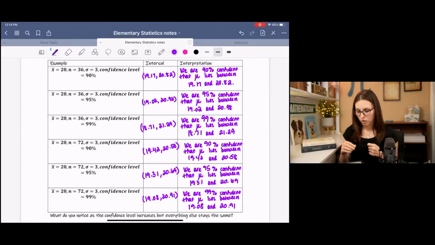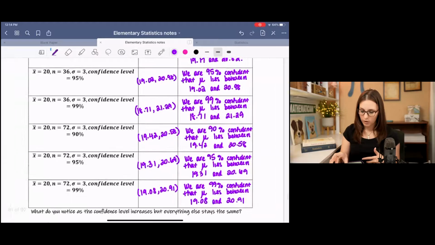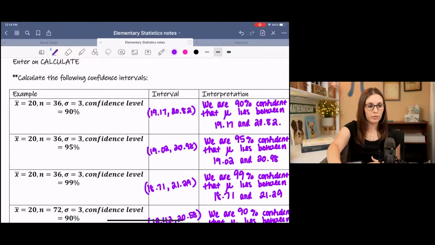So in the first 3 examples, everything stayed the same except the confidence level. And then in the next 3 examples, the confidence levels were changing, but our sample size was larger than in the first 3. So we're going to use that to make some comparisons between the intervals. Let's first talk about the confidence level. Let's just look at the first 3. Everything's the same except for the confidence level.